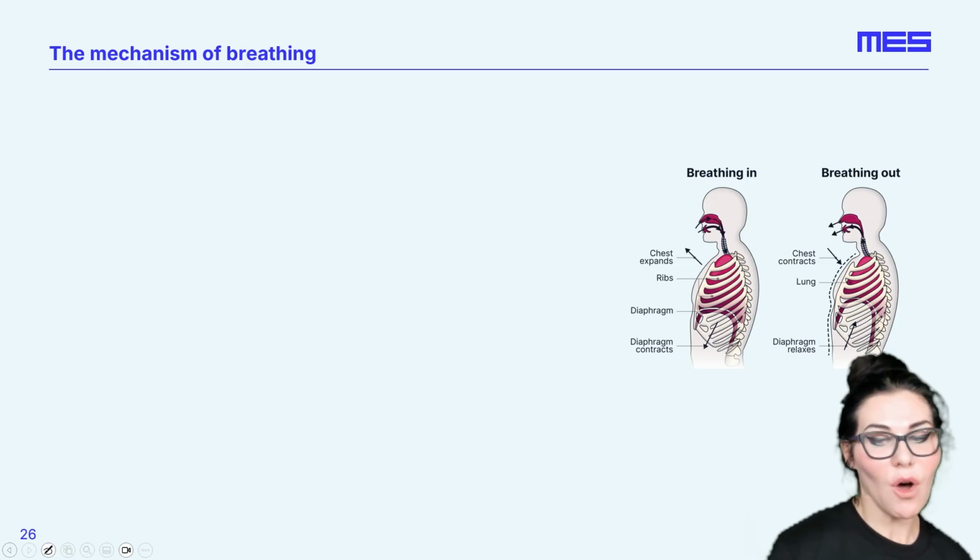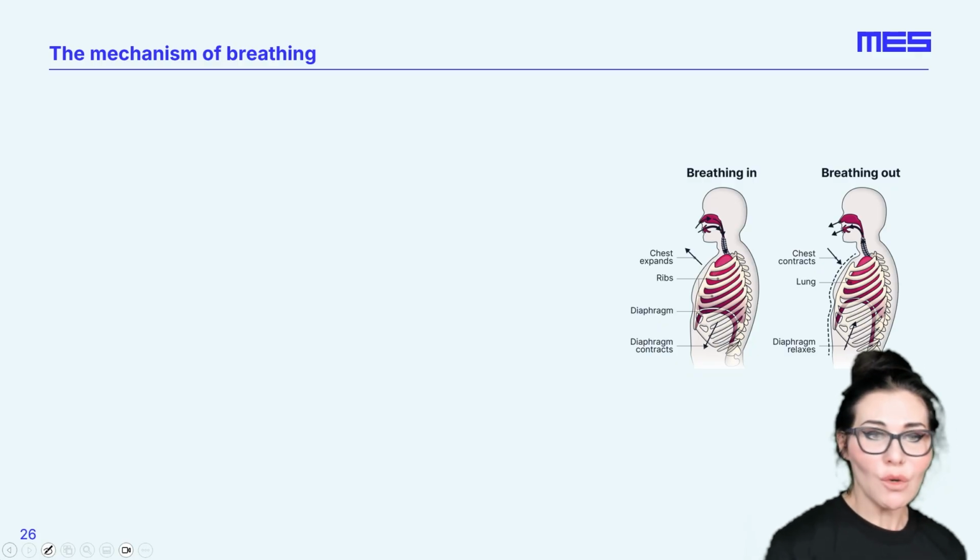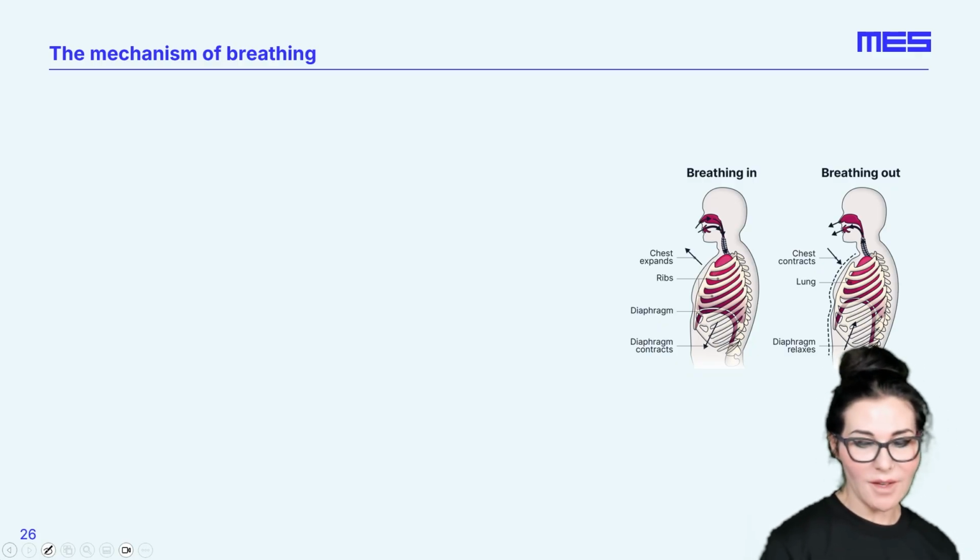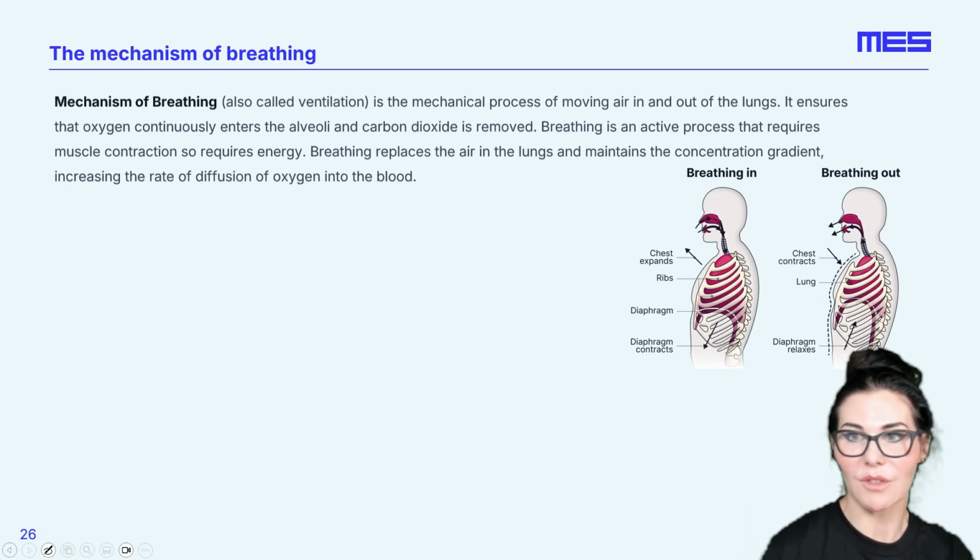We're going to focus then on the mechanism of how we actually breathe in and out, and it's all to do with the rib cage and the diaphragm. The lungs themselves don't just inflate and deflate independently. There has to be something that pulls air into the lungs and pushes air back out of the lungs.